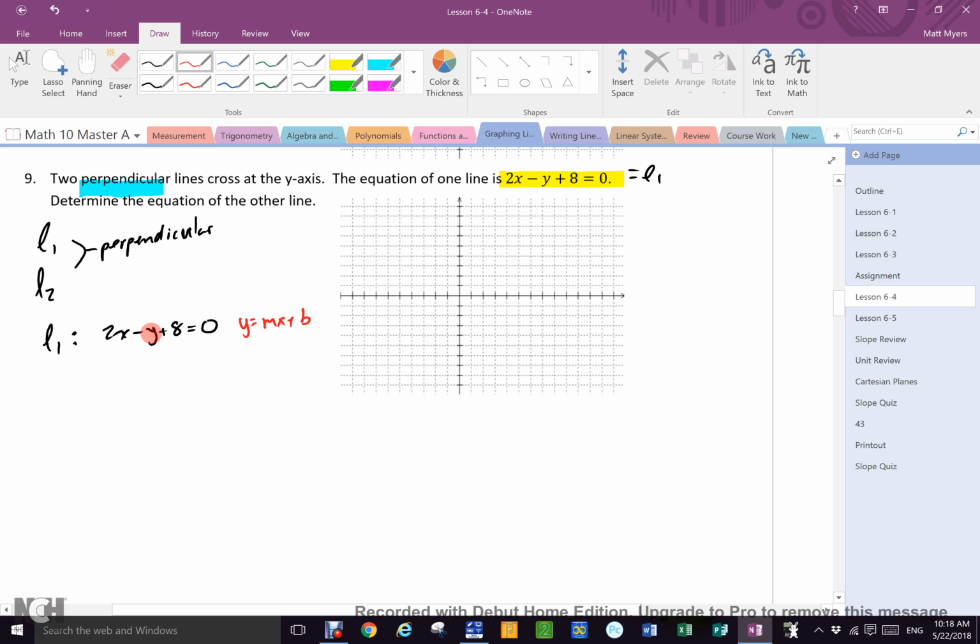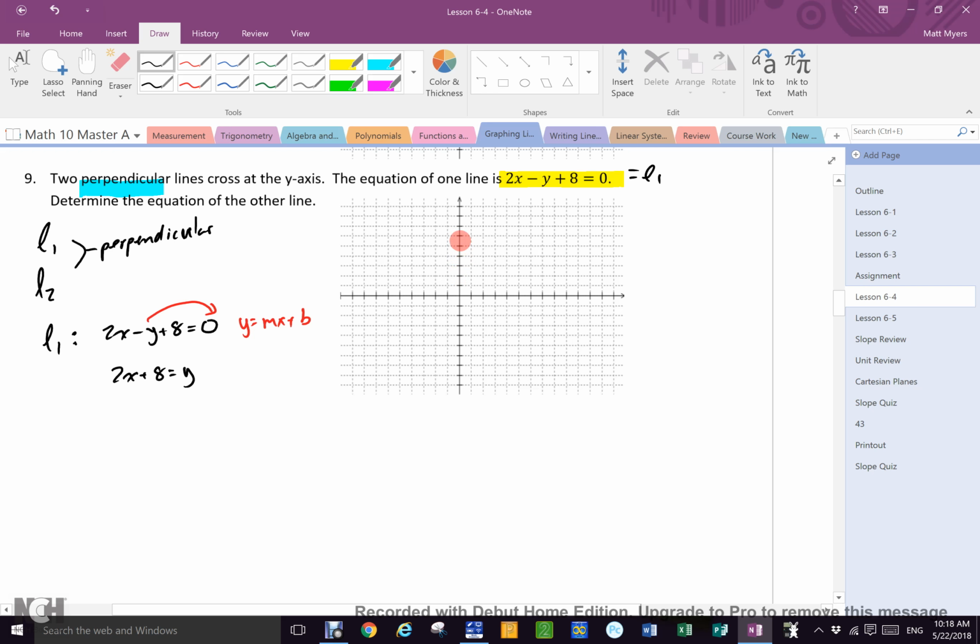Is y almost by itself? What would happen if I moved y over there? Would it be by itself? Yes. And I would have 2x plus 8 equals y. Can I put that on the graph? Where do I go? What's my starting point in this form? Up 8.